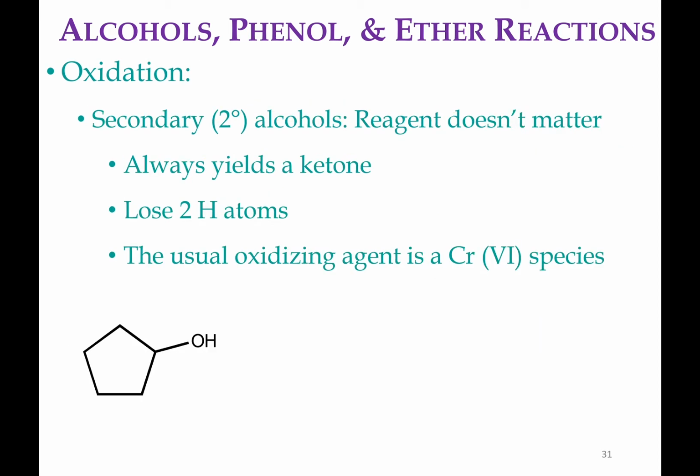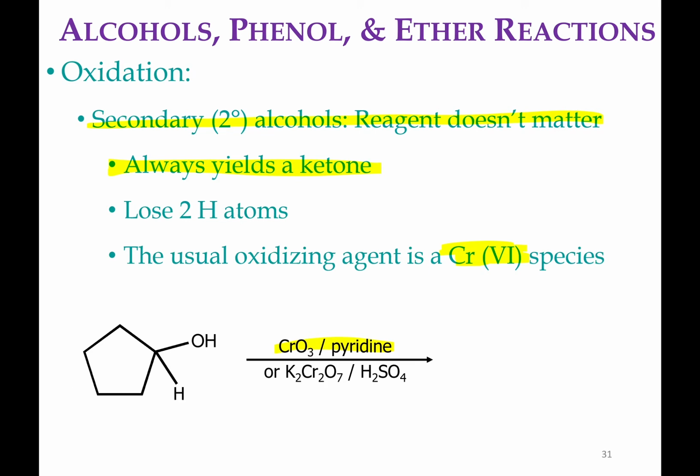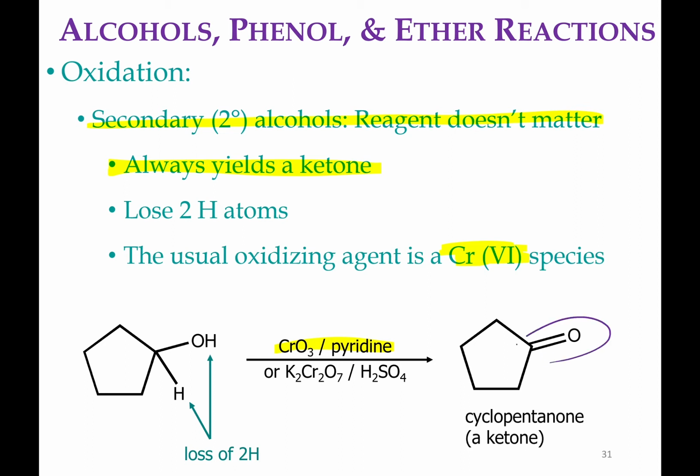Secondary alcohols, it does not matter what reagent we use. No matter what reagent we use, we're always going to get a ketone. We're losing two hydrogens. The usual oxidizing agent is some type of chromium-6 species. So here we have CrO3 and pyridine. We saw that one in the last one, where it was cold and we got the aldehyde. There's no possibility of getting an aldehyde here, because it's in the chain, we're going to have to get that doubly bonded oxygen, and it's going to be centralized on the chain. So we're going to have that ketone. So we're always going to get a ketone from a secondary alcohol.